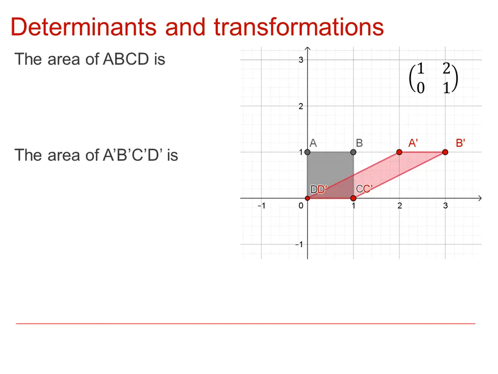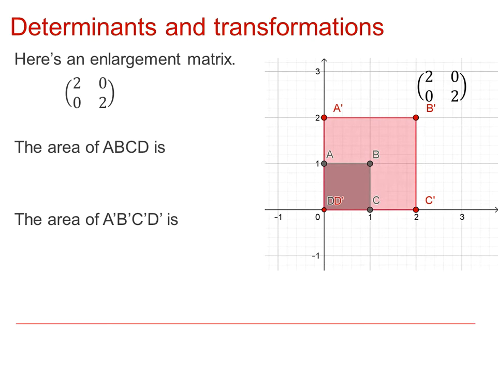We can calculate the area of the original object. Obviously it's a square of size 1, so the area of ABCD is 1 unit squared. The area of A dash B dash C dash D dash is a parallelogram of width 1 and height 1, so it also has an area equal to 1 square unit.